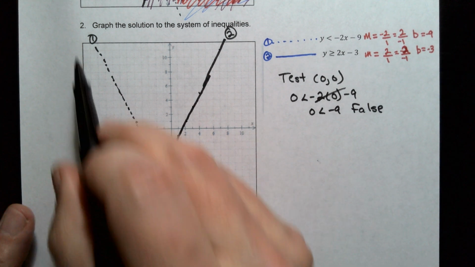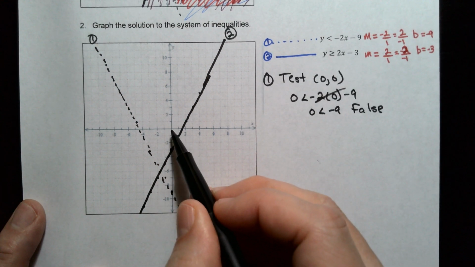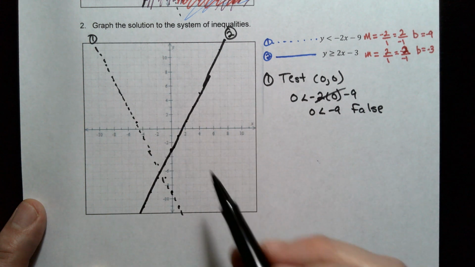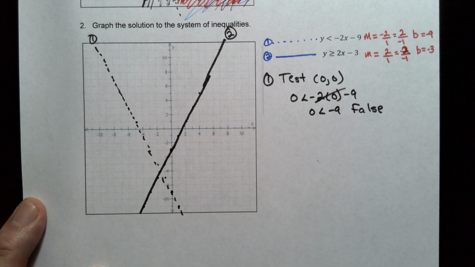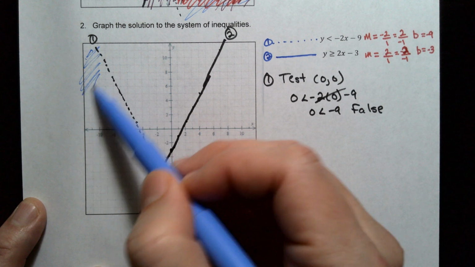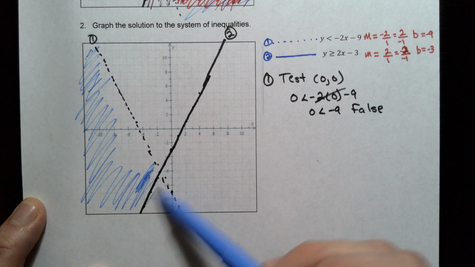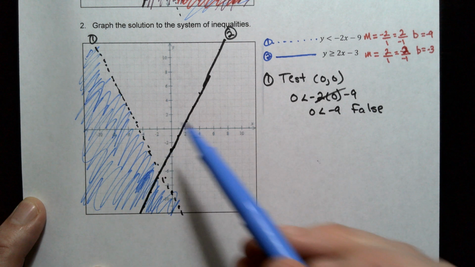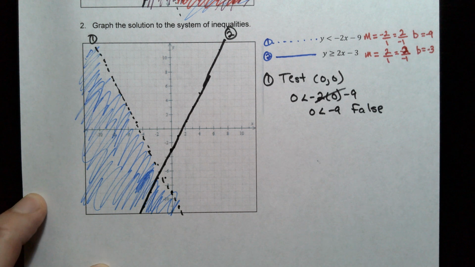Okay, so for this dotted line, line number 1, I tried this point and it said, nope, that didn't work. So instead of shading to the right of the dotted line, since it didn't work, now I have to shade on the other side. So I'm going to shade this stuff over here. Everything that is left of that line, everything that's not on the same side as this. So all the stuff over here of the dotted line.